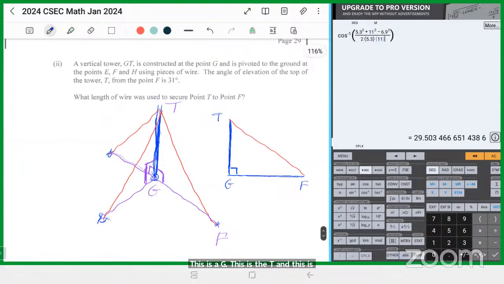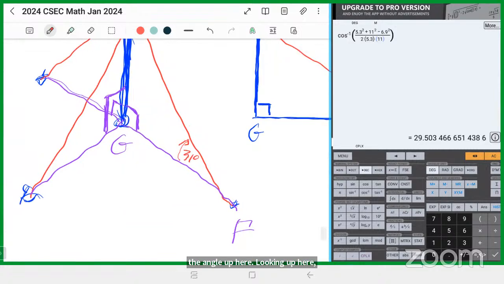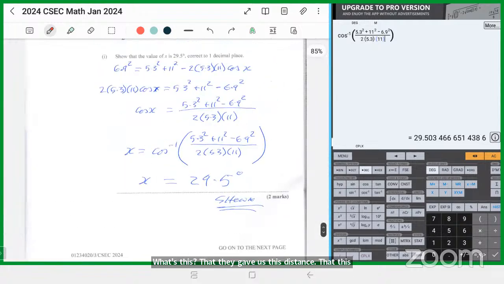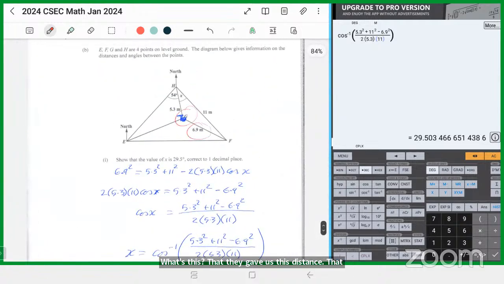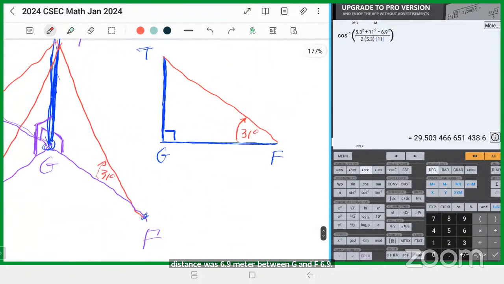That's what I talk about: the angle of elevation. The angle of elevation at the top of the pole T from the point F is 31 degrees. So the angle looking up here is 31 degrees. Same thing. If you look at this diagram, if this is our F, then it is the angle looking up here that is 31 degrees. So over here, on the elevation view, this is 31 degrees looking up. And what was this distance? They gave us this distance. That distance was 6.9 meters between G and F. So this distance here is 6.9 meters.